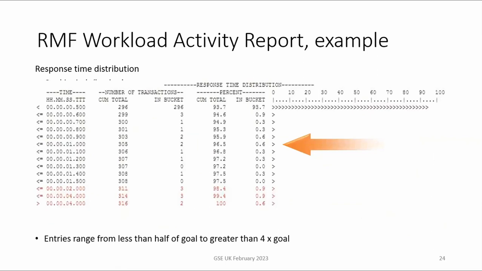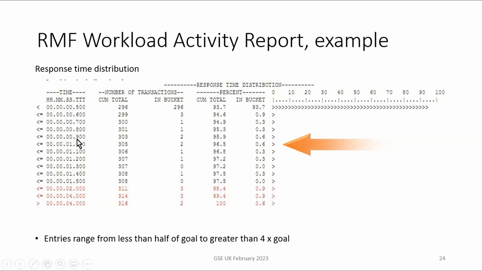WLM will show you about your distribution of work, right? The response time distribution. When you do a percentile response time goal, it's going to lay out what happened when. And you can see the entries range from the top one, which is less than half the goal, right? So we said the goal was 1 second. This is half of a second. So that's the first bucket where we start putting samples.